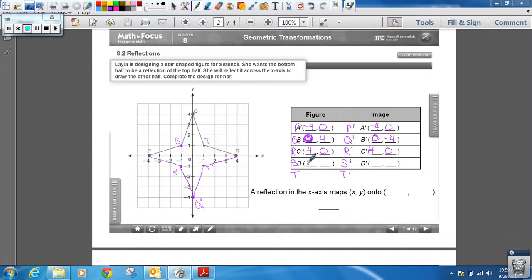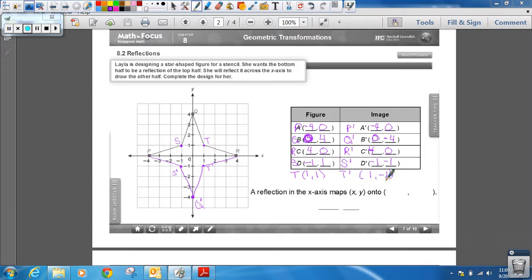S was at -1, 1. S prime is at -1, -1. And T was at 1, 1. And T prime is at 1, -1.